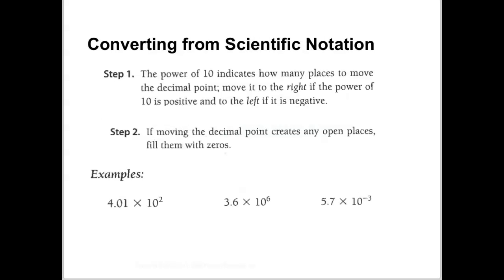Converting from scientific notation, the power of 10 indicates how many places to move the decimal point. If it's a positive power, you're going to move it to the right. If it's a negative power, you're going to move it to the left. If it's a negative power, it should be representing a small number, so you're going to expect it to be close to 0. If it's a positive power, it should be representing a big number away from 0.